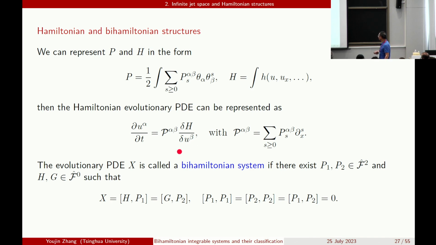And then we say that this evolutionary PDE is bihamiltonian. So this means that we have two Hamiltonian structures, P1 and P2, so that X can be represented as the Schouten bracket of P1 with one local functional H and P2 with another local functional G, and P1, P2 are compatible. They are Hamiltonian structures and they are compatible. So this is the analog of the formulation of Hamiltonian structures of the finite dimensional case.